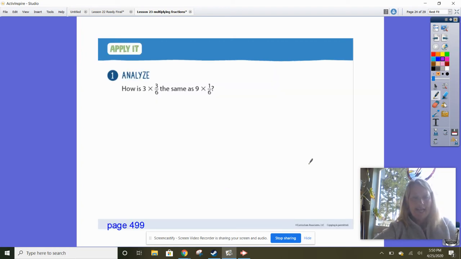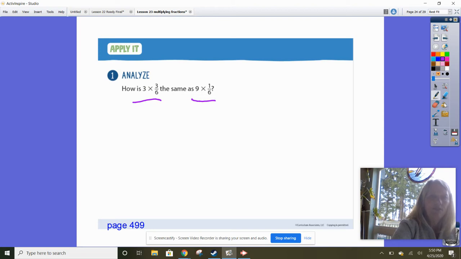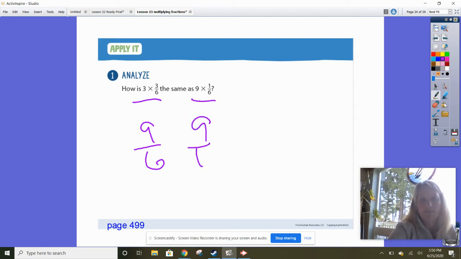On page 499, let's analyze how 3 times 3/6 is the same as 9 times 1/6. What do you think? Yep, so this one, 3 times 3/6, would be 9/6. This one, 9 of 1/6, would be 9/6. How are they the same? Well, you could say they have the same answer.